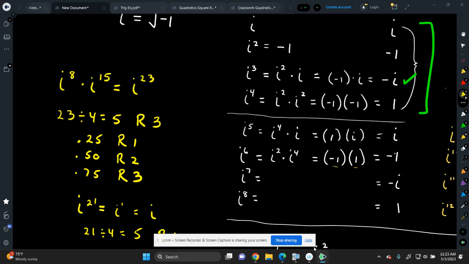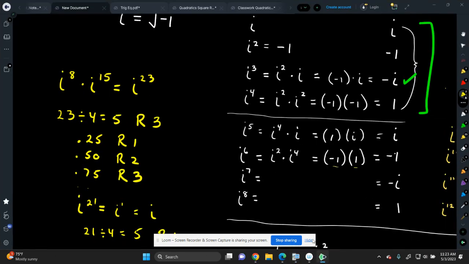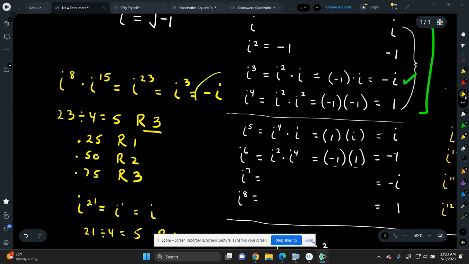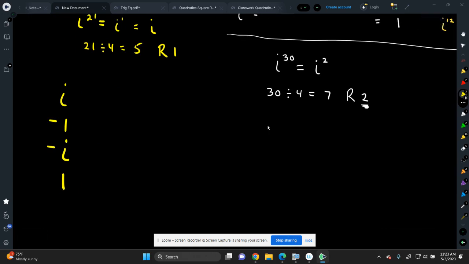If there's no decimal, then it's the same as I to the 4th. So 23 divided by 4 comes out 5.75. So the remainder is 3. So this equals I to the 3rd. And what's I to the 3rd equal? Negative I. What's our pattern? I, negative 1, negative I, 1. That's our pattern.